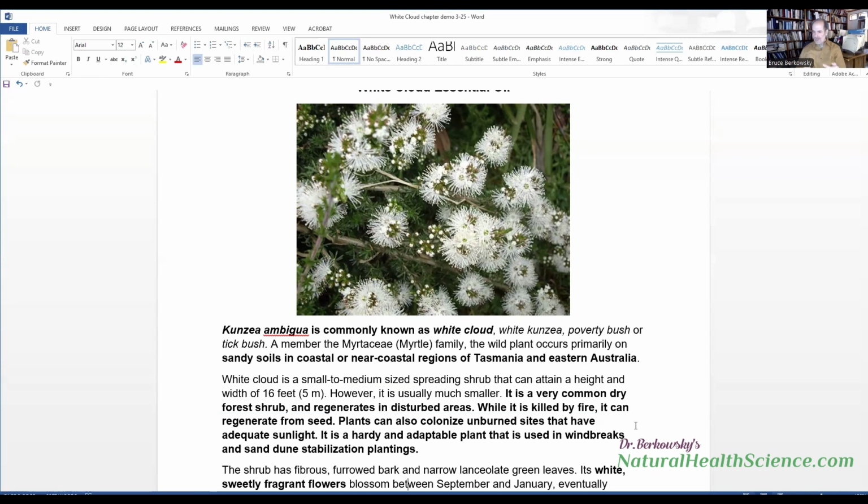Now, I've highlighted certain aspects of the text in here, and there's reasons for that. So when you're reading through this on your own, the highlighting is going to help you. It's going to bring your eye to certain things that will key you into your understanding of the oil. So it's a wild plant that occurs primarily on, and pay close attention, sandy soils. So what's a sandy soil? A sandy soil has low moisture, as opposed to a soil that has a lot of clay in it, which would be very moist soil. And it occurs in coastal or near coastal regions.